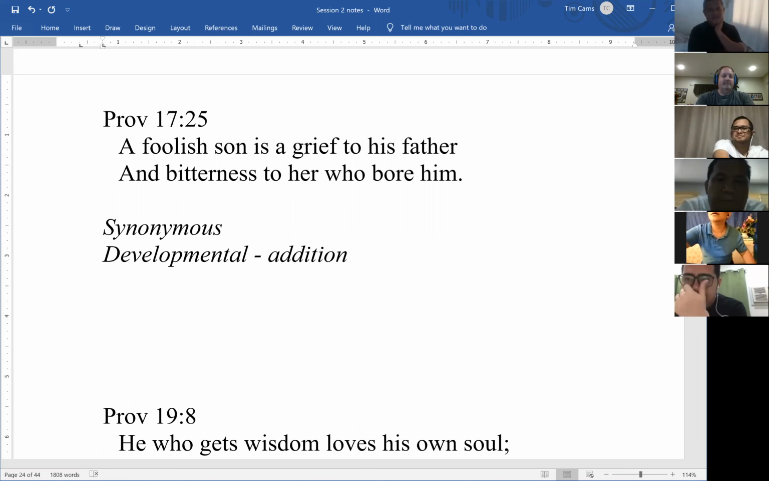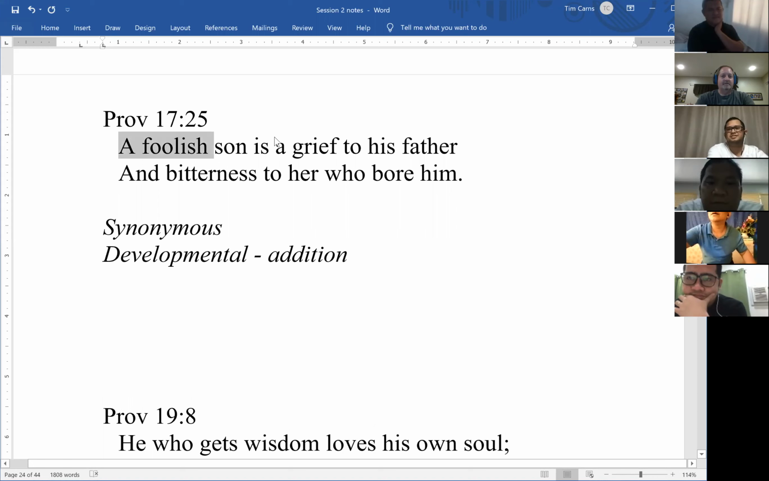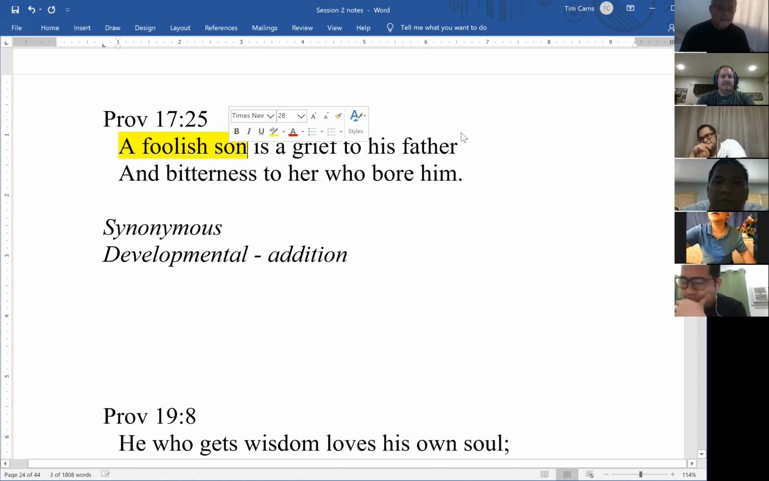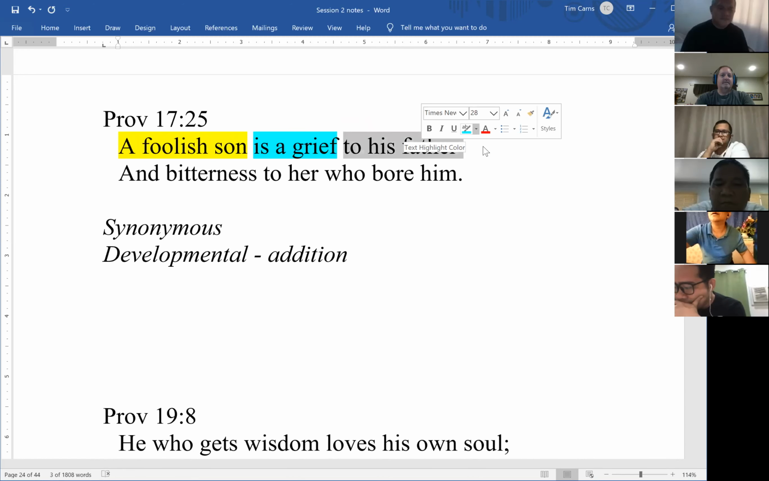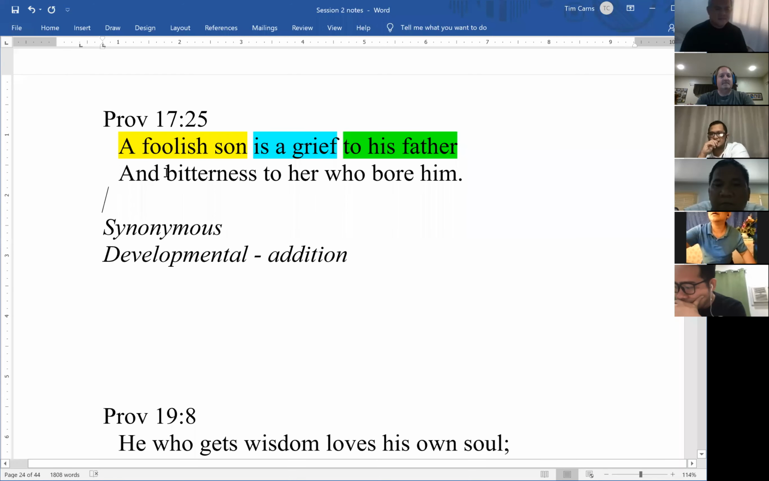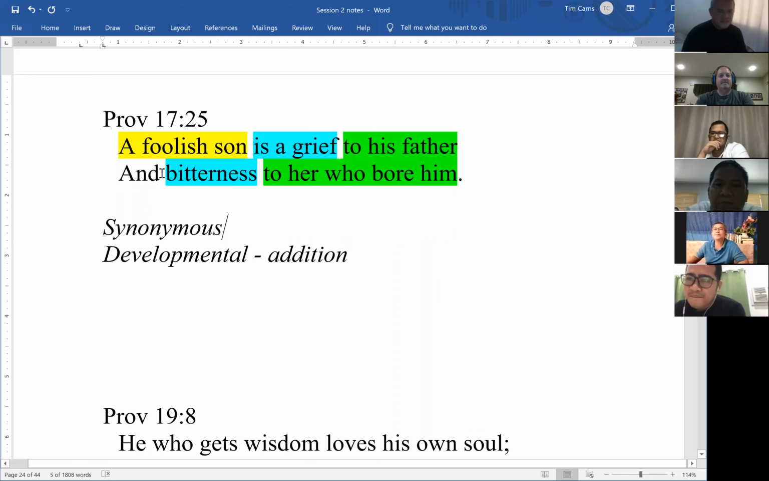Let's look. A foolish son is a grief. So we have a foolish son, and then we have is a grief. So let's just break up the sentence here. To his father. All right. Developmental. Now bitterness. Okay. Notice bitterness, is a grief, illusion. Yes, yeah, the poet tricked us here. Okay. Notice a foolish son was left out of the second line. I think synonymous is the correct answer.